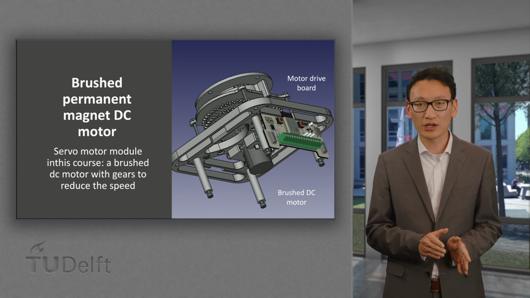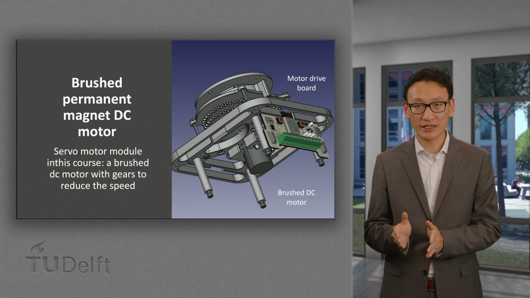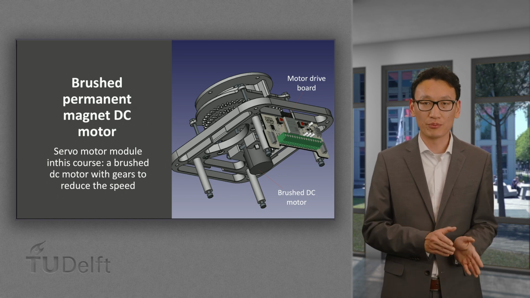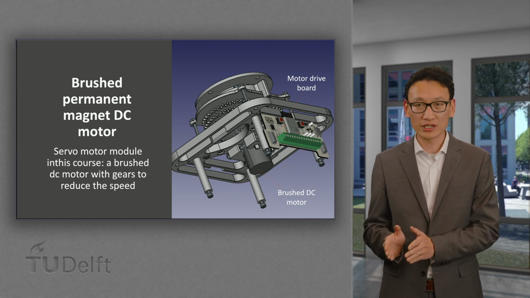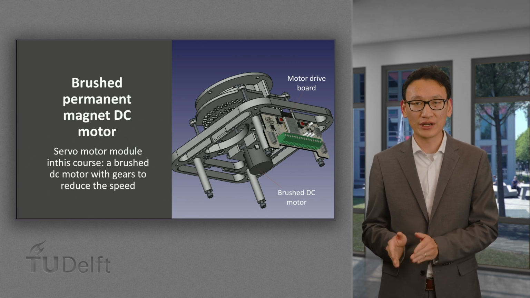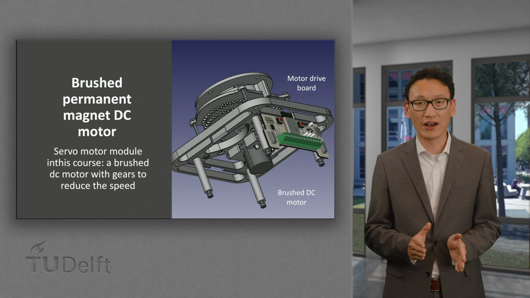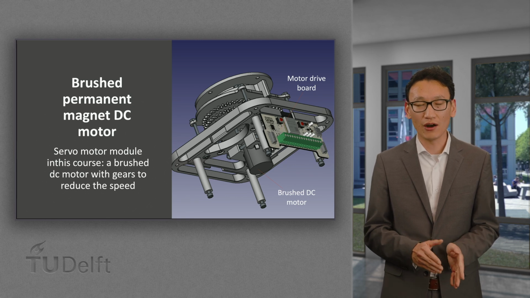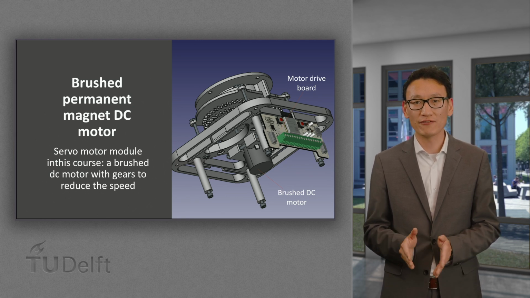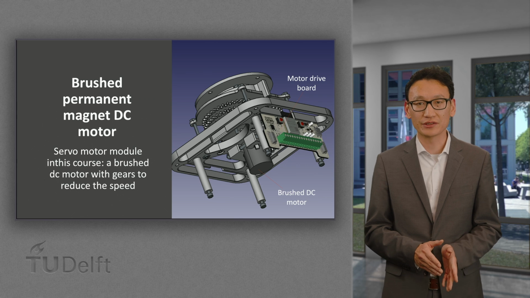The Diamond module contains the motor drive printed circuit board, the brushed DC motor, and the 3D printed gearbox for speed reduction. All these resources are available on the GitHub page of the JAMS project, which you can find in the reader of this lecture.